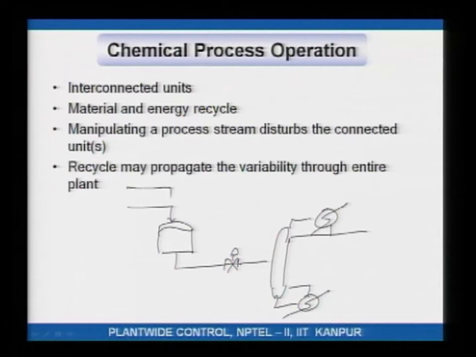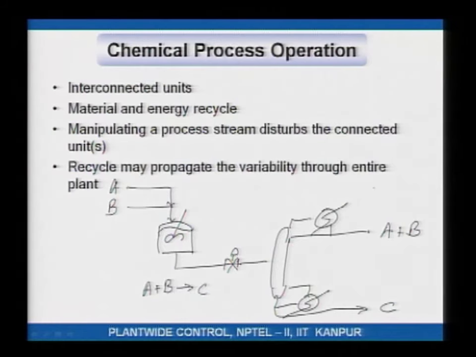So, here is a process, and you are putting in fresh A and fresh B, and in the reactor what happens is A reacts with B to give you C. Alright. The reaction does not go to completion in the reactor. So, the effluent from the reactor is a mixture of A, B and C. This mixture is sent to a distillation column. C, being heavy, comes down the bottoms of this distillation column, and the unreacted A and B come up the top, A plus B. Since these are reactants and reactants are expensive, it does not make sense to throw it away. So, what we do is we recycle it back to the reactor.